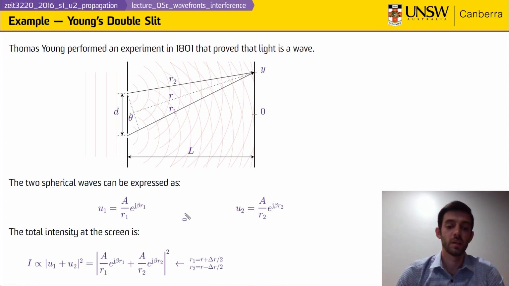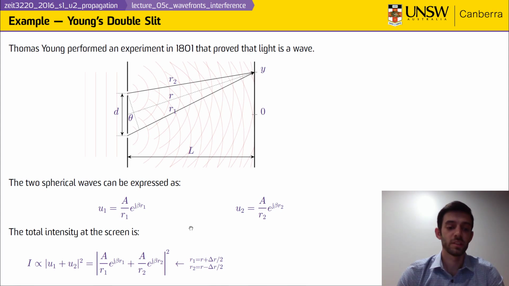we can then do some further modifications by redefining R1 and R2 in terms of R, the central R that we introduced here, and delta R. This delta R is essentially this distance right here, which can later be related to d, the separation between the two slits, and the sine of the angle theta. And there'll be more on that in a little bit.